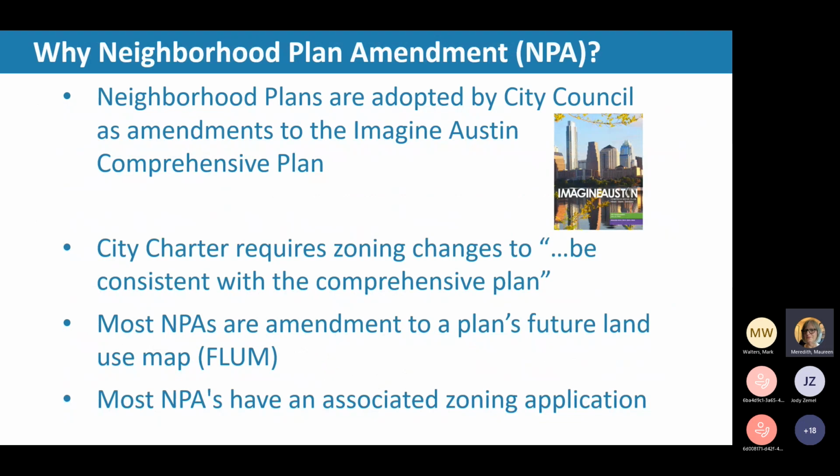So why is there a neighborhood plan amendment? Neighborhood plans are adopted by City Council as amendments to the Imagine Austin Comprehensive Plan. City Charter requires zoning changes to be consistent with the comprehensive plan. Most neighborhood plans are amendments to a plan's future land use map, and most neighborhood plan amendment applications have an associated zoning application.